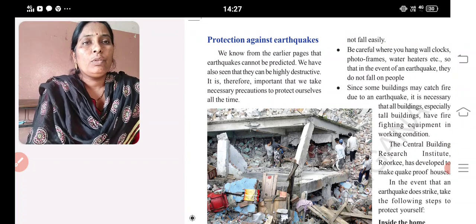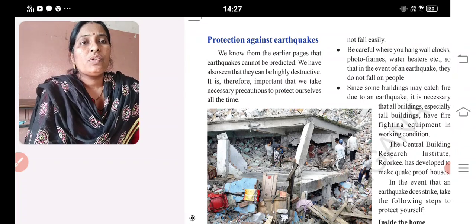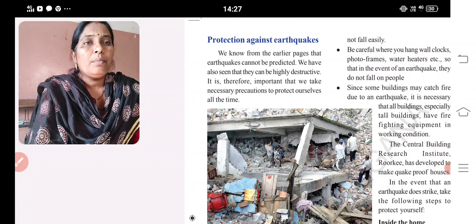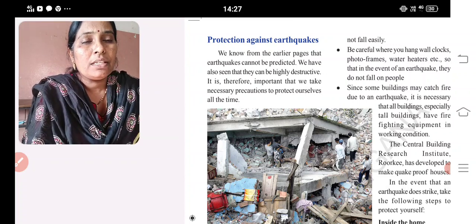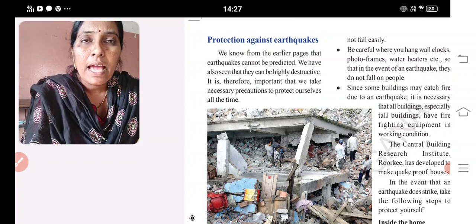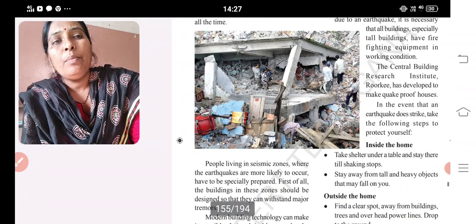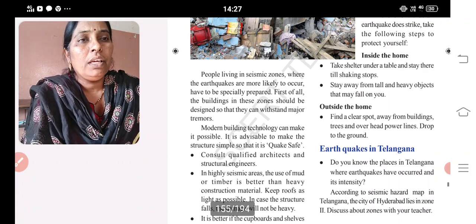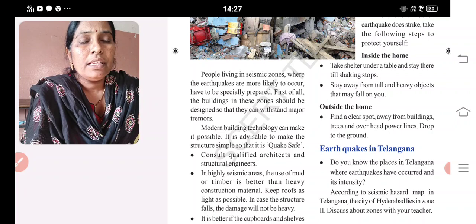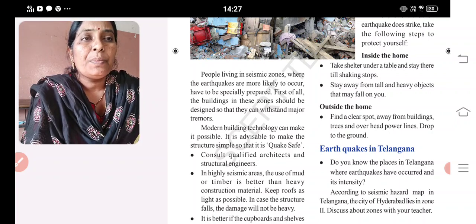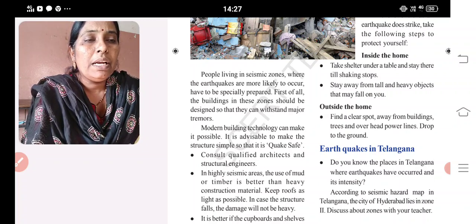Protection against earthquakes. What is the protection? We know from the earlier pages that an earthquake cannot be predicted or guessed before it happens, but after that we can estimate the damage caused by the earthquake. Inside the home, take shelter under a table and stay there till the shaking stops. Stay far away from tall and heavy objects. Outside the home, find a clear spot away from buildings, trees and overhead power lines.